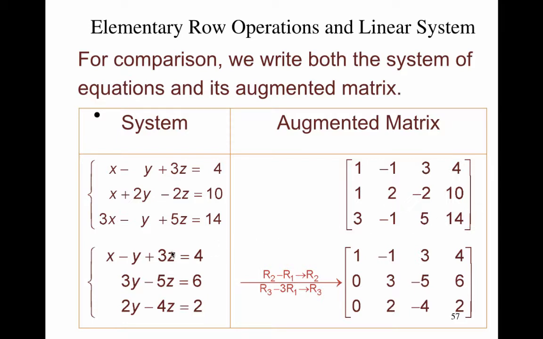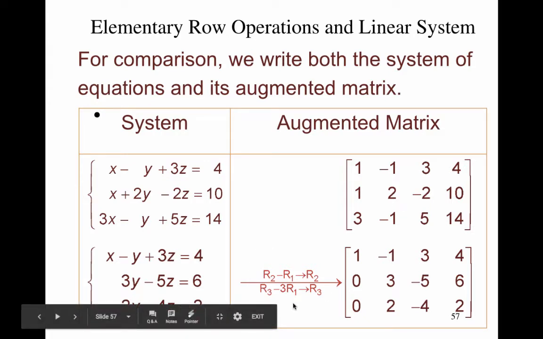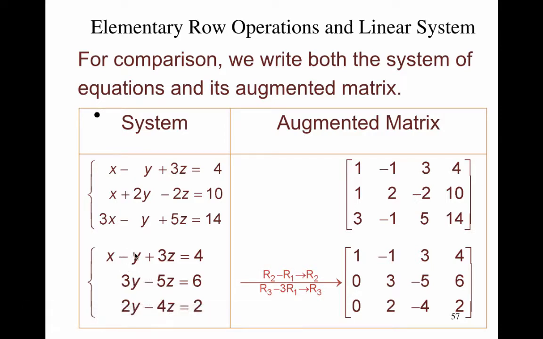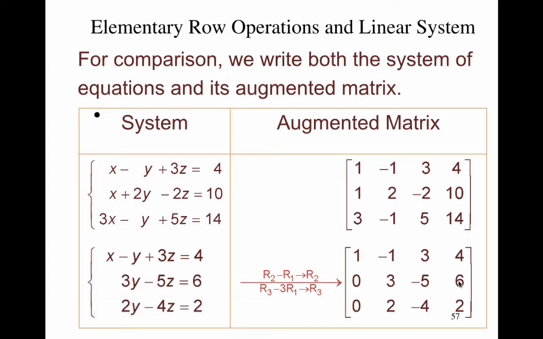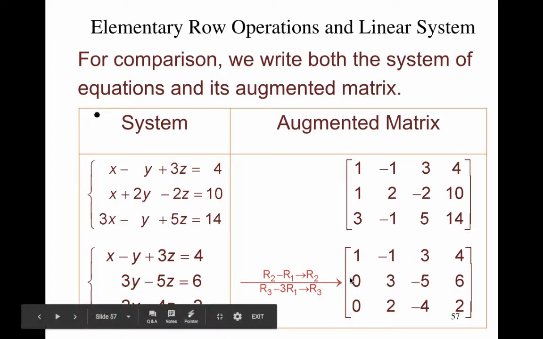Okay. Then this operation right here, I'm going to take row 2 minus row 1, and that will become my new row 2. So 1 minus 1 is 0. 2 minus negative 1 is 3. Negative 2 minus 3 is negative 5. And 10 minus 4 is 6. By doing that, I've eliminated the x term in the second row.